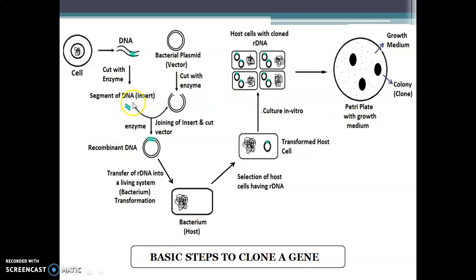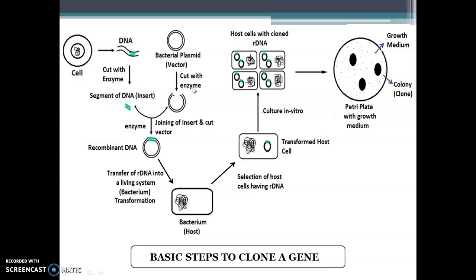So the next step is what? It is the insertion of this gene of interest into the vector. But as you can see, this vector is circular and it is double stranded, it is covalently closed. That's why, to join this DNA into the vector, we have to cut that vector with the help of certain enzyme so that this vector is now open.